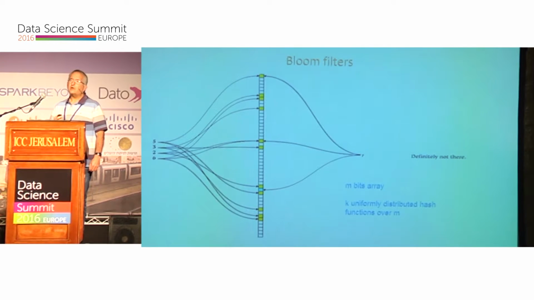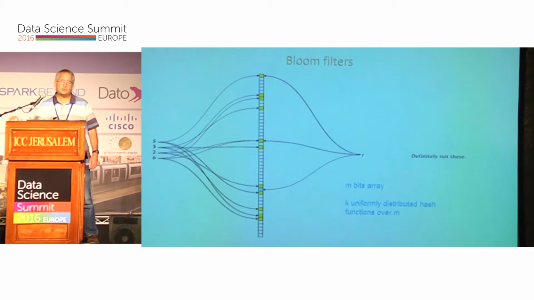And when you get a query for a value, what you do is, again, run the same k hash functions, and if at least one of them returns a value of 0, you know definitely that the value you are looking for was not entered into the set. Otherwise, if you get all of them 1, you can assume that the value was probably put into the Bloom filter.